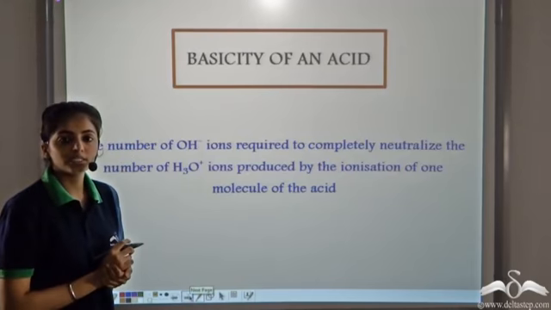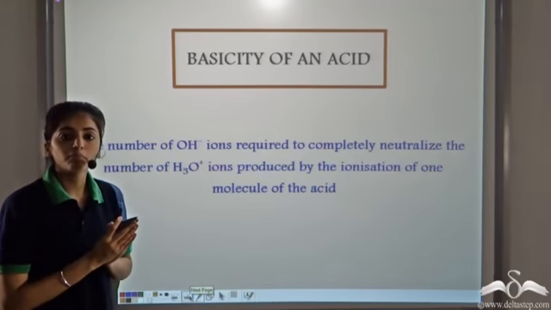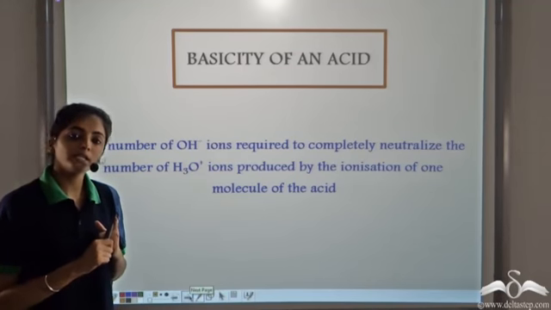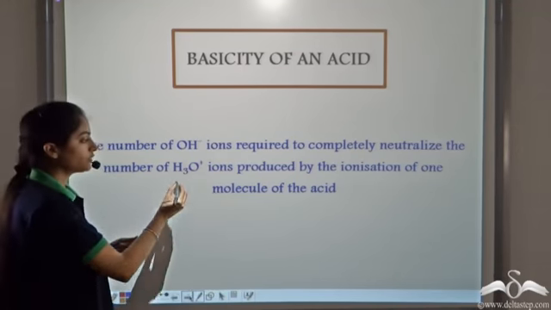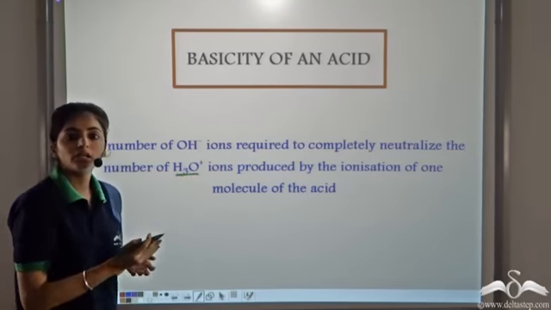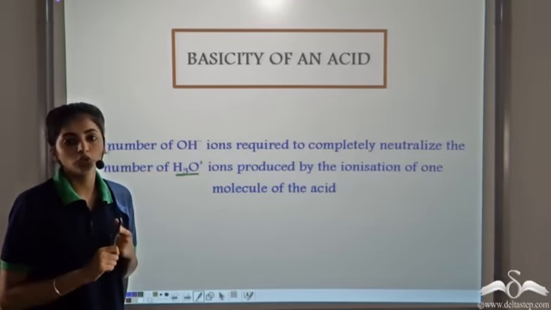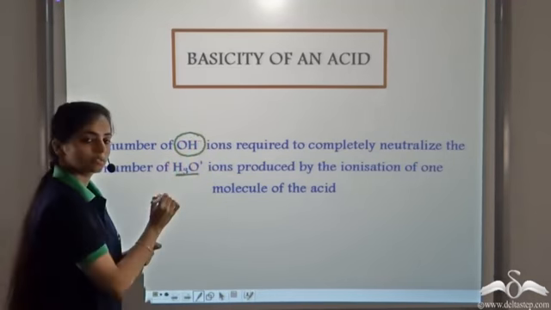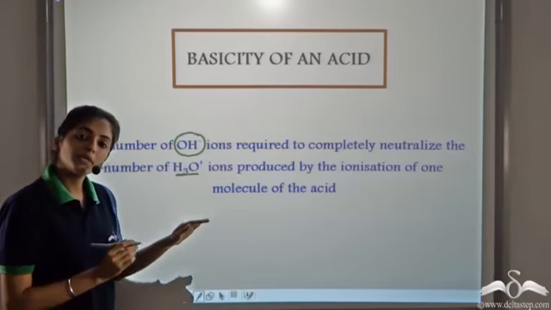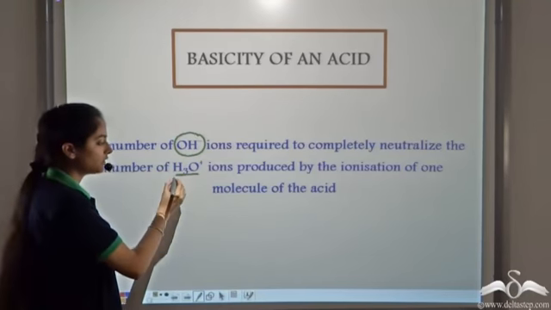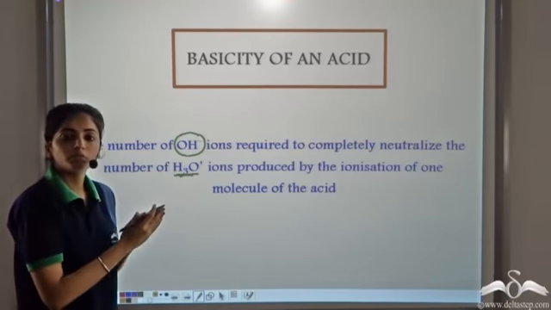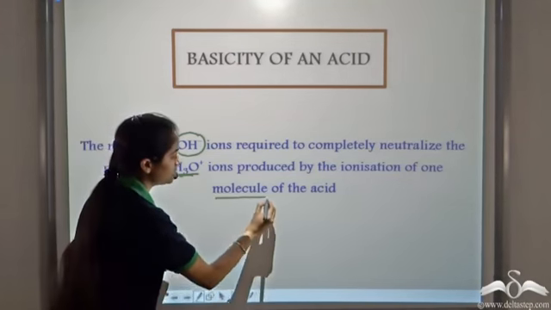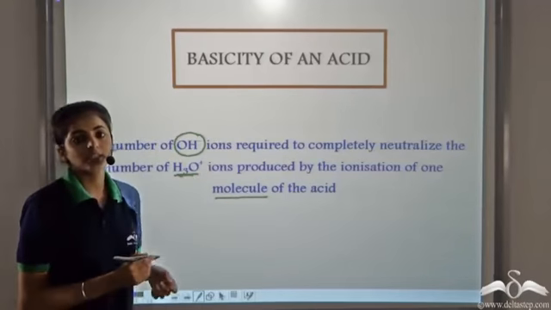So we define the basicity of an acid as the number of OH minus ions which are required to completely neutralize the number of H3O plus ions that are produced by one molecule of an acid. So the number of OH minus ions which are required to completely neutralize the number of H3O plus ions that are produced by the ionization of one molecule of an acid is termed as the basicity of an acid.